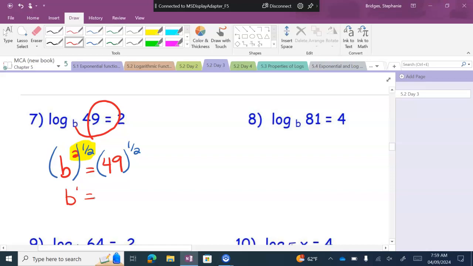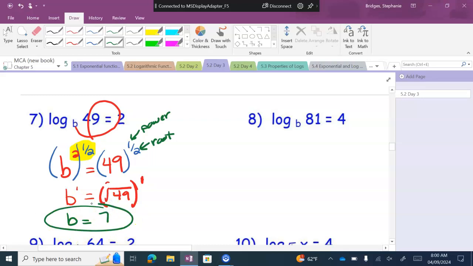And then how do we simplify that? 49 to the 1/2 power, we take the what root? Square root. Yep. And raise it to the first power. For the fractional thing, the bottom number is the root we take. The top number is the power that we raise it to. Okay. What is the square root of 49? And 7 to the first power is just 7.